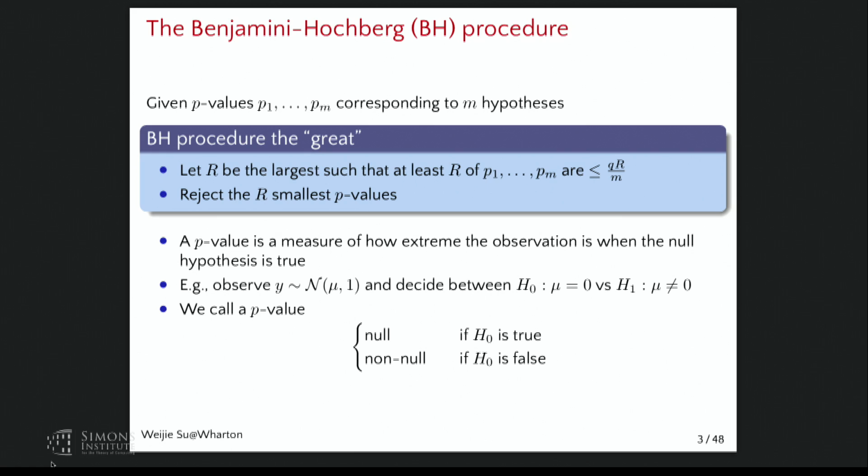Maybe I should say something people are already very familiar with. A p-value is a measure of how extreme the observation is if your null is true. In our setting, you can imagine that we observe Y following a normal distribution, and you are testing whether the mean is 0 or not. If the ground truth is that mu is really 0, we call the p-value a null p-value. Otherwise, we call it a non-null p-value. So this is our setting.